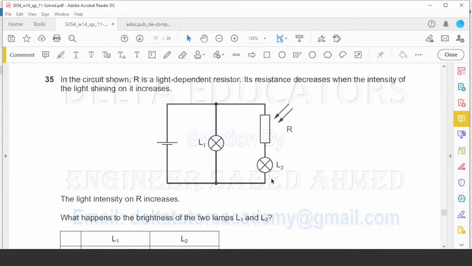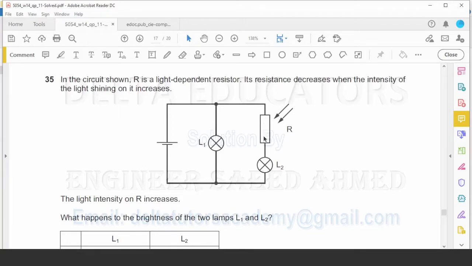Question number 35. In the circuit shown, R is a light dependent resistor. The resistance decreases when the intensity of the light shining on it increases. The light intensity on R increases. Here we are increasing the intensity of light. With the increase in intensity of light, the resistance will be decreased. Now according to Ohm's law, V is equal to IR. So with the decrease in resistance, the voltage will also be decreased. So here the voltage is decreasing.